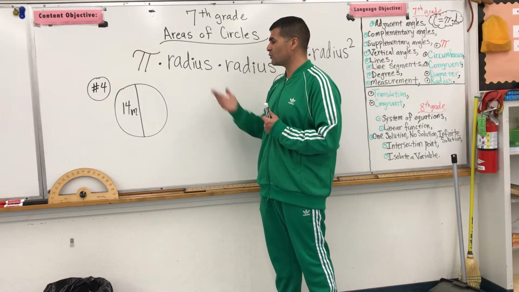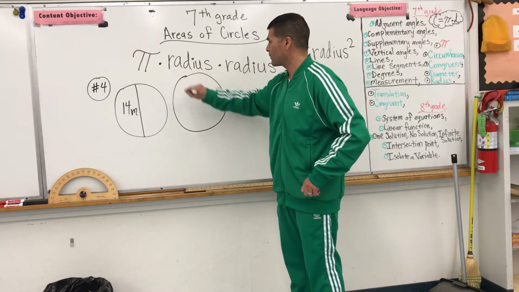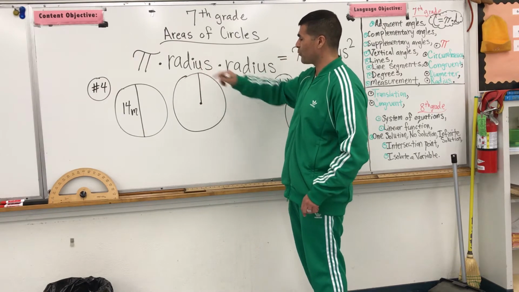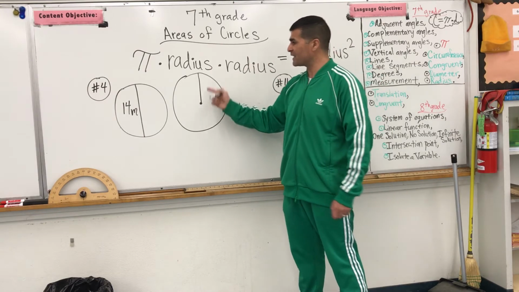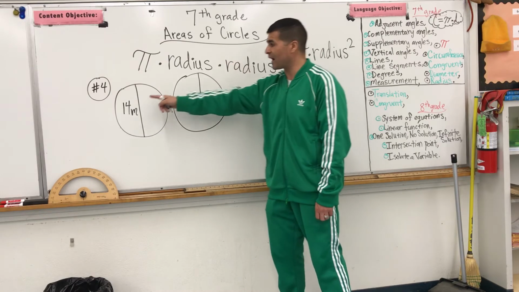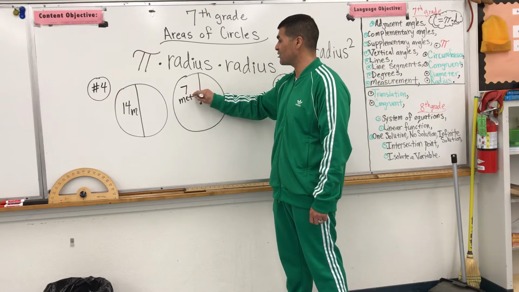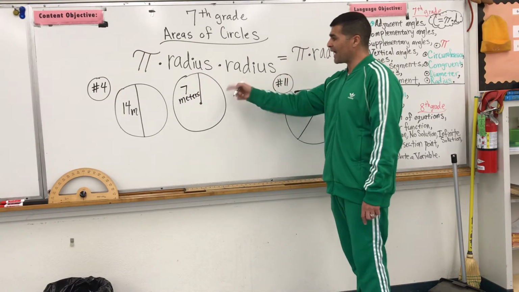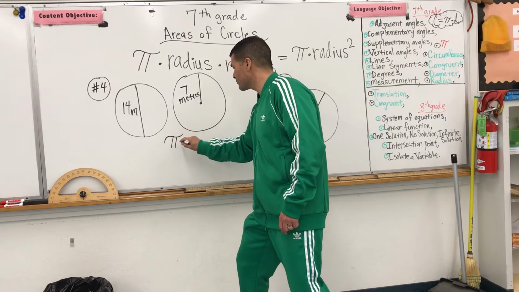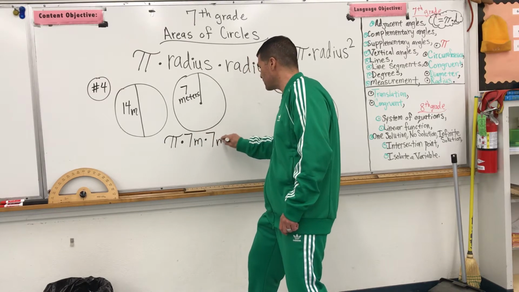So what we're going to need to do is take this circle and find the radius of that circle. Well, the radius is from the center to the outside point on the circle. The radius is half of the diameter, and this diameter is 14 meters. So we'll divide 14 in half, and we'll find out that the radius is actually 7 meters long. And now we can use the equation pi times 7 meters times 7 meters.